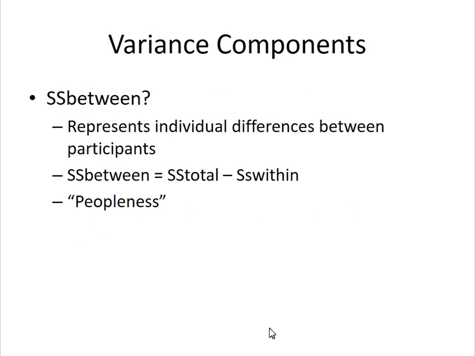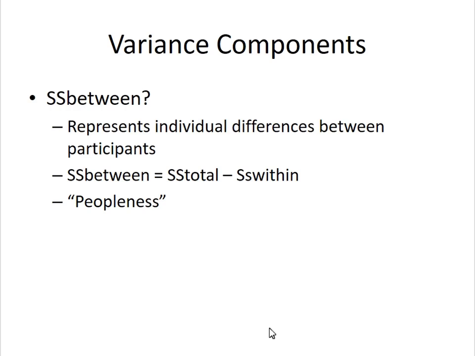So what's this other thing? The book calls this SS between. This is actually the traditional term for this. I hate this term, because we've used that term to mean model before. So this is where, to me, all the terms start to blend together, and it's unfortunate. So we're going to call this peopleness. That'll hopefully help you distinguish.